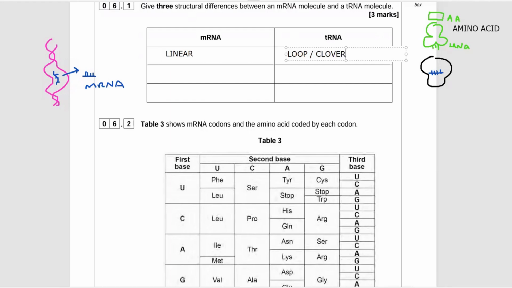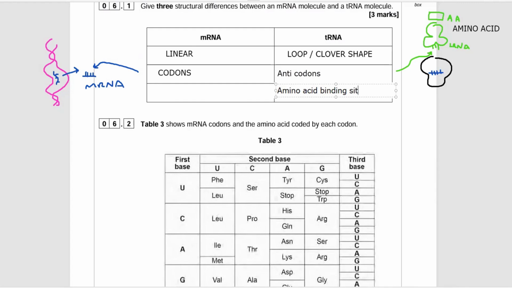So first of all, dealing with the shape, if we look at the blue mRNA on the left, it's linear, meaning it's just basically a line, a straight piece. They're not joined at the ends. But if we look at the tRNA, it's clover shaped. It's basically a loop, a circular piece joined at the ends, the green one there. Also, mRNA has codons, which is the nucleotide sequence, which is kind of opposite, but joined by complementary base pairing to the anticodons on the tRNA. So I'd say mRNA has codons, tRNA has anticodons. And now the tRNA has an amino acid binding site, whereas the mRNA has no amino acids attached.